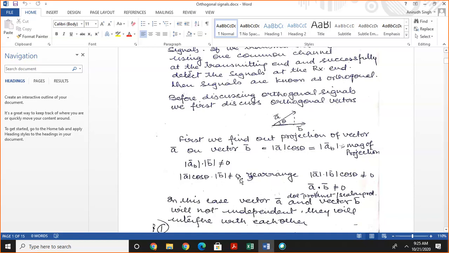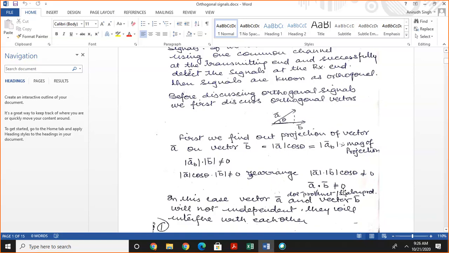Multiplied by mod of B, this is not equal to 0. Or if we rearrange this equation, we get mod of A dot product mod of B cos theta is not equal to 0. It means there is some value of mod of B and some value of mod A cos theta. So if we take the dot product of vector A and vector B, we get a non-zero quantity here. So we can say that these two vectors are not independent. They are not mutually independent.